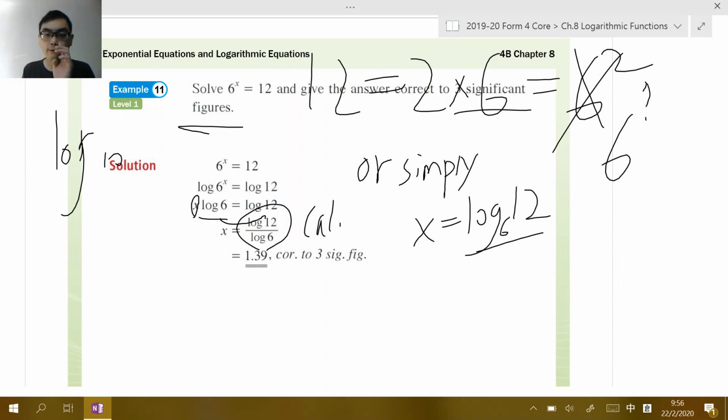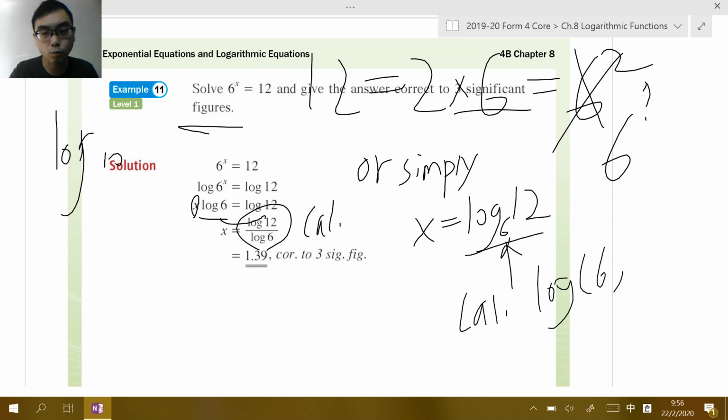But actually from now on, the newest models of the calculator, just like the Classwiz FX-50, FX-2, can help you find this directly. If you still remember in the last clip, we said you can use the calculator by simply pressing log, then bracket, and then 6, comma, and then 12.